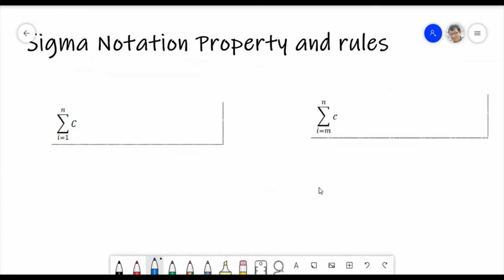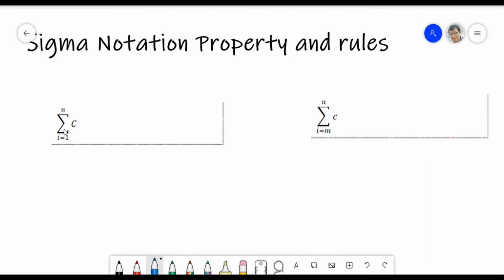Thanks for taking this session. Last time we talked about the sigma notation, the expression and expansion. But this time we go deeper into the sigma notation properties and rules. Let's start one by one. Okay, so let's see the first one.